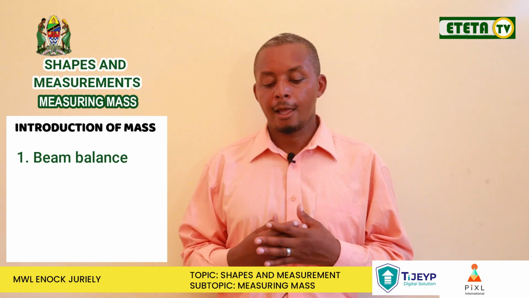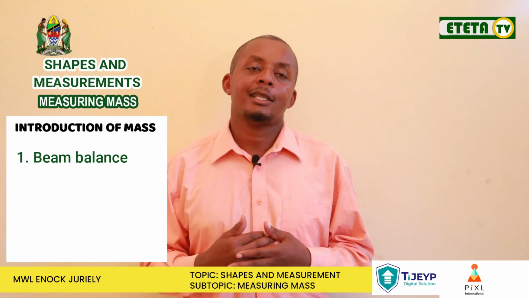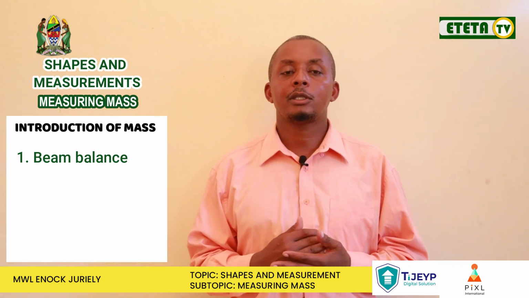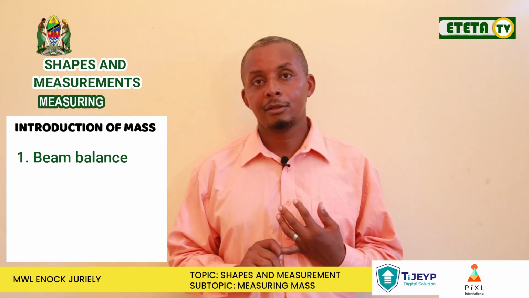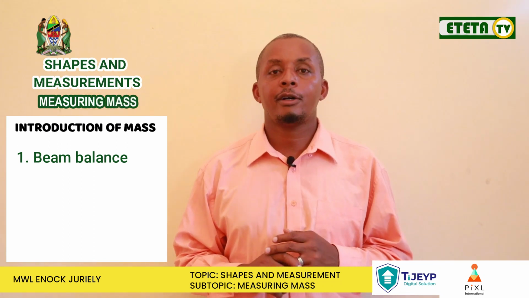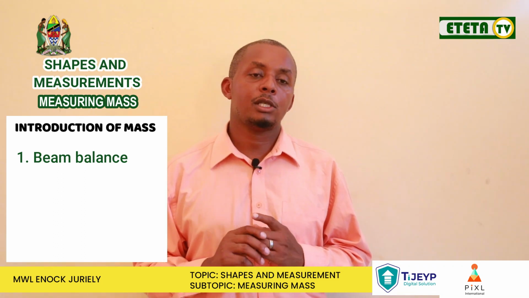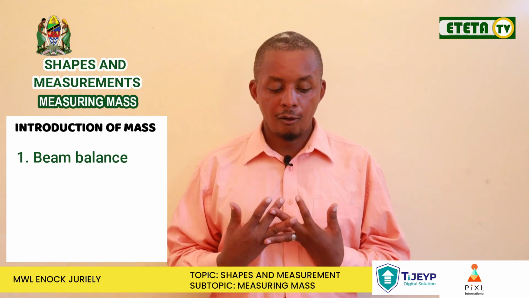It can measure 1 kilogram, or its half, that is 500 grams, or its quarter, maybe 250 grams. A quarter kilo is 250 grams, half a kilo is 500 grams, and 1 kilogram is 1,000 grams. So those are the measures of mass.